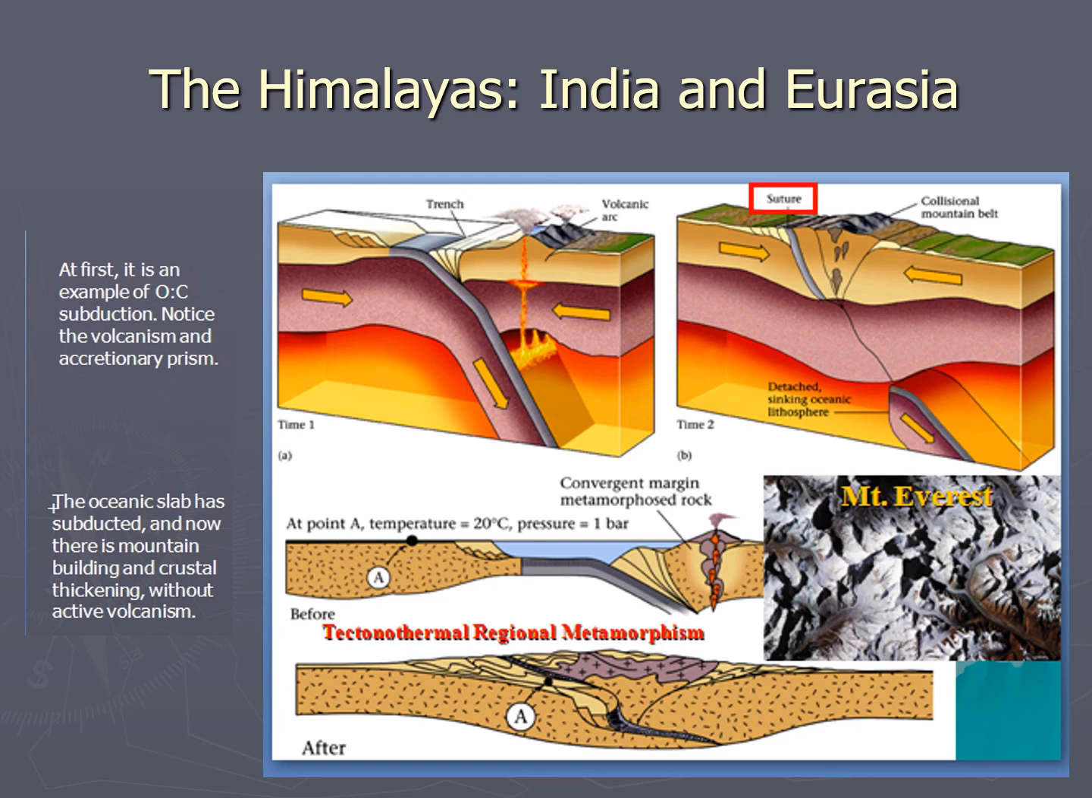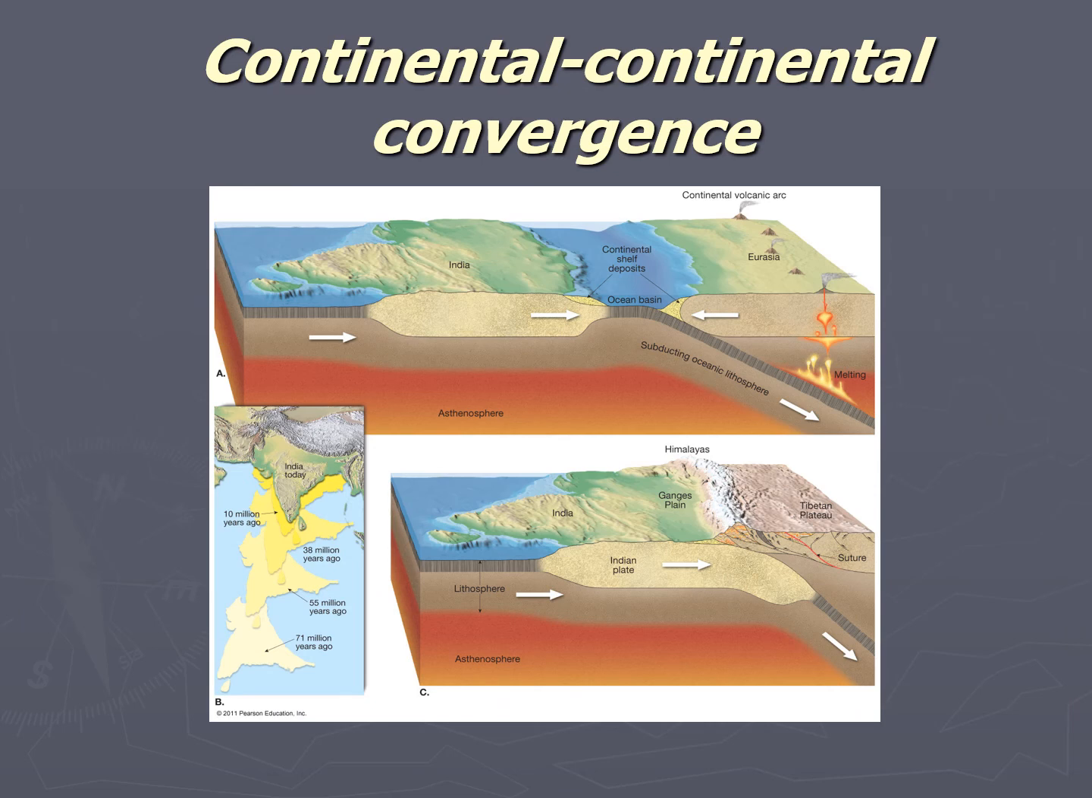So we can imagine actually the oceanic portion of that plate detaching and sinking, being on its journey to the core mantle boundary. And now you've got basically two continents crashing into each other, making very thick crust, very tall mountains, and lots of regional metamorphism, but no active volcanoes. Here's another drawing of the same thing.